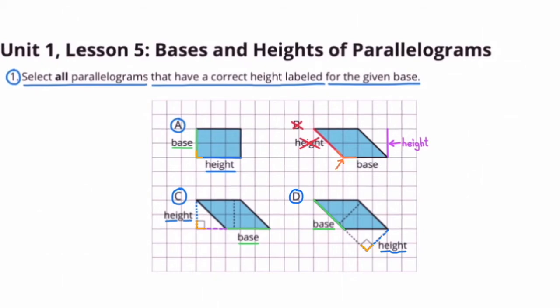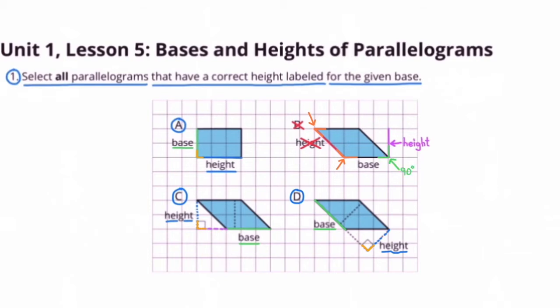And for figure B, I'll highlight the angles in orange, and you'll see that one angle is greater than 90 degrees and another angle is less than 90 degrees. In purple, I've added the correct line for height, which you can see in comparison to the base is 90 degrees.